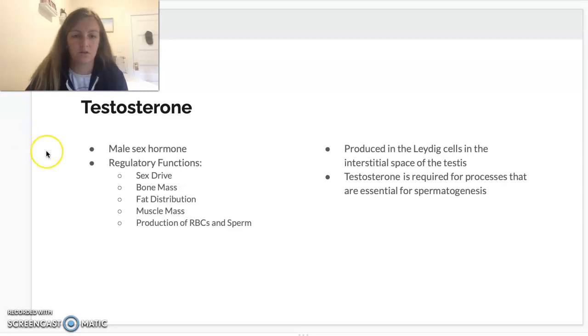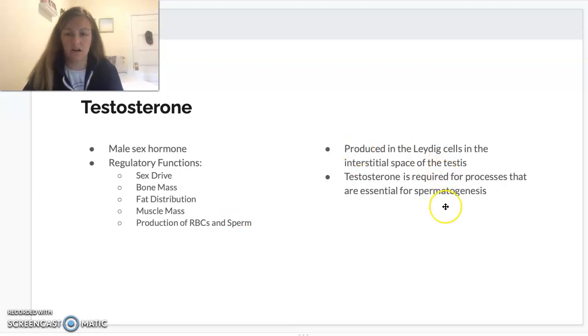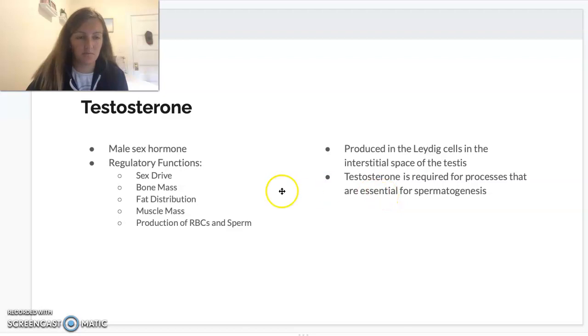We'll next talk about the hormone testosterone. This is the male sex hormone with multiple different regulatory functions. It assists in sex drive, bone mass, fat distribution, muscle mass, and the production of red blood cells and sperm. And the quantity of testosterone in the male body will determine just how extreme some of these factors are in a person. Testosterone is produced in the Leydig cells in the interstitial space of the testes. Testosterone is required for this process of spermatogenesis that we just sort of broke down. And it has a regulatory role, and we'll talk about what exactly it regulates.